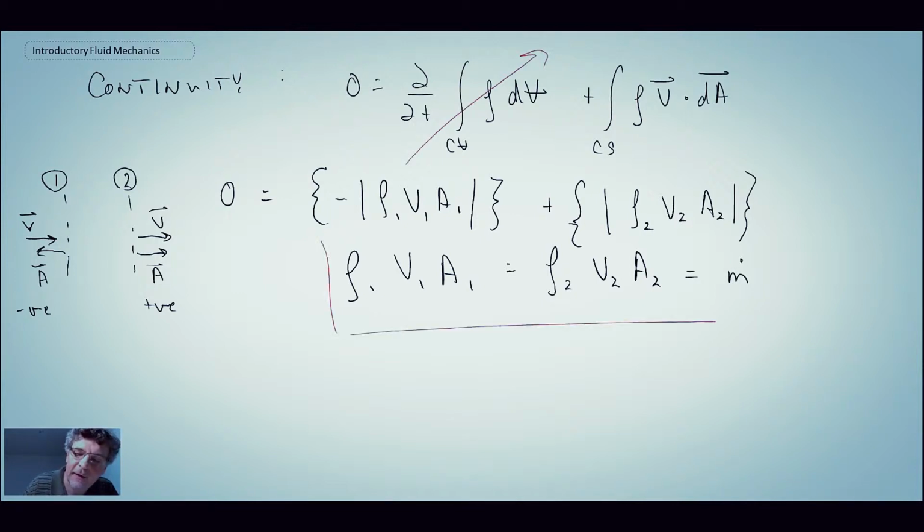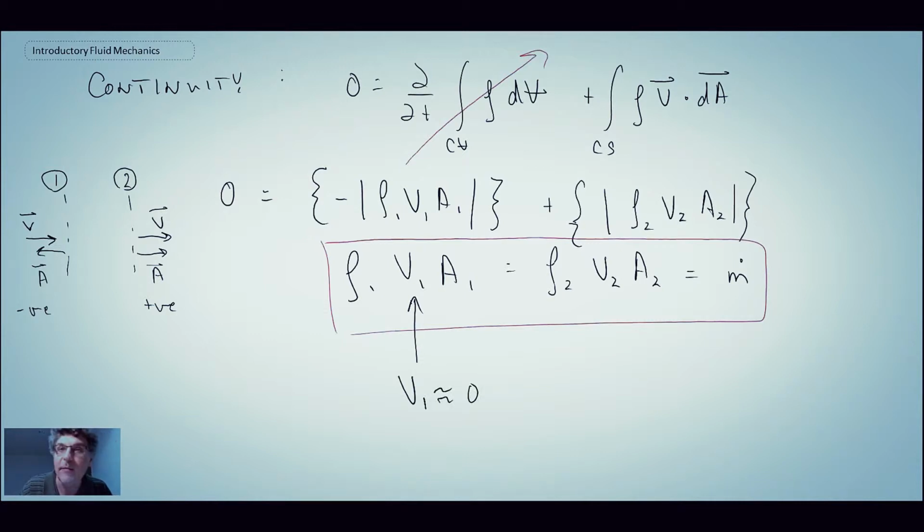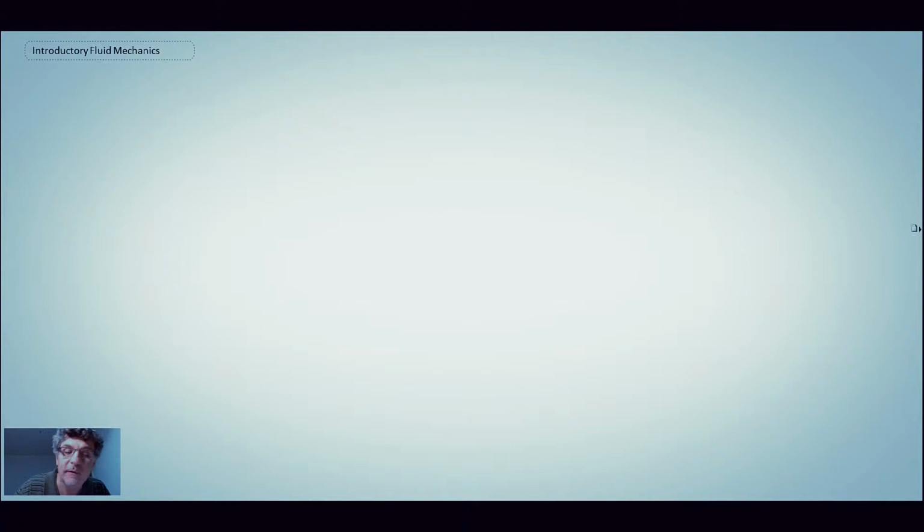Now, I should make a comment here. One of the assumptions we made was that V1 was approximately equal to 0. But be careful, that doesn't mean mass flux is 0. All that means is that kinetic energy at 1 is approximately equal to 0. So that can sometimes be a point of confusion for students. Okay, so continuity, next equation that we go to, we're going to go to the energy equation, our first law of thermodynamics. So let's take a look at that.